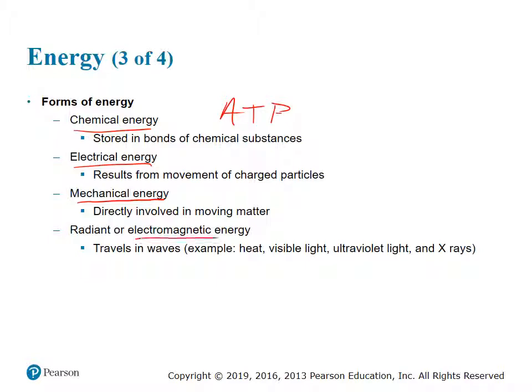And then electromagnetic energy, also known as radiant energy. Those particles travel in waves. All of those are considered electromagnetic energy. Heat is one of them. Visible light, UV rays, X-rays, gamma rays, all considered electromagnetic energy. Okay? Now, we're not going to go any further than this, but we are going to have to understand these are the forms of energy, because we talk about energy transferring from one type of energy to another.